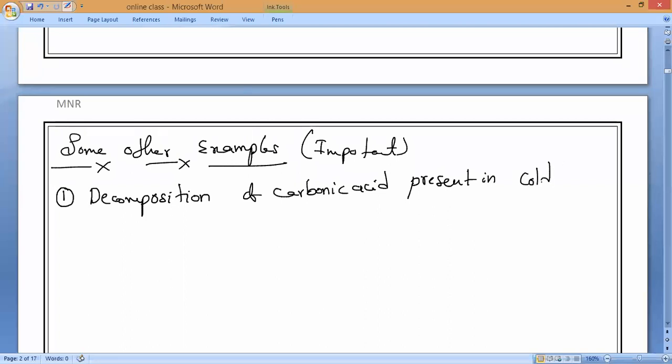Present in cool drinks. Clear, everybody? That is what you have to remember. So now I will write the equation. Observe. So carbonic acid is organic acid or mineral acid?